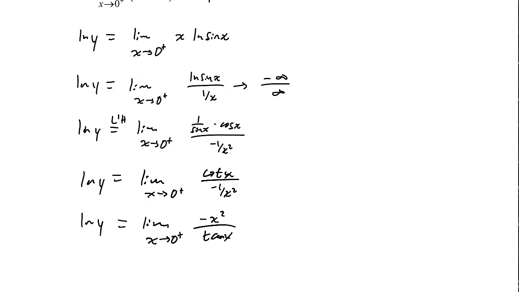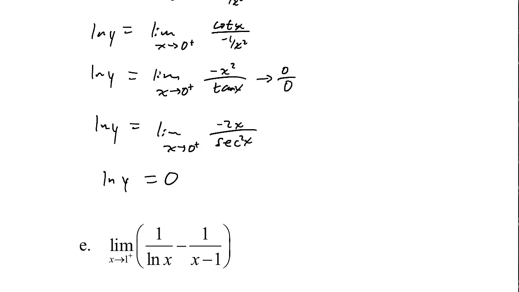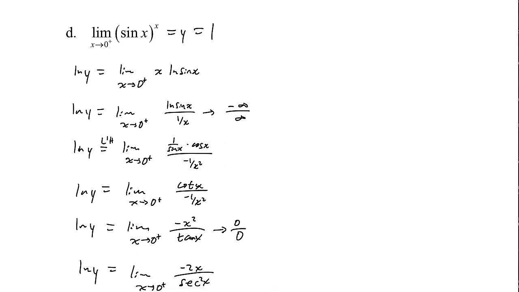So let's think about negative x squared as I go to 0 goes to 0. Tangent as I go to 0 goes to 0. So this is still indeterminate form. So ln of y is the limit as x approaches 0 from the positive, negative 2x over secant squared, which would be 0 over 1. So ln of y equals 0. So rewrite this as y equals e to the 0, which is 1. So all of this thing equals 1.